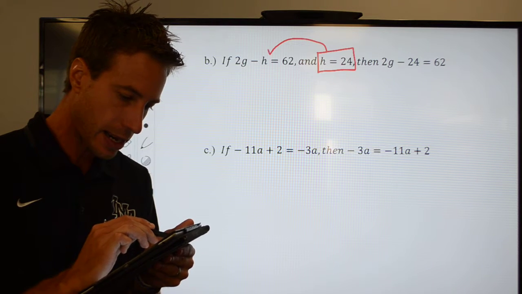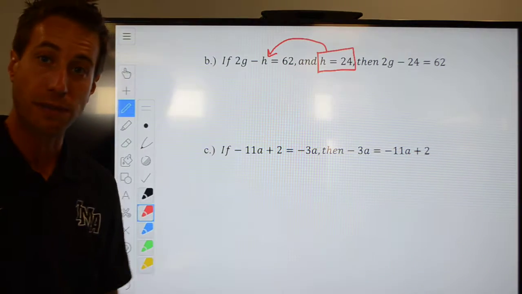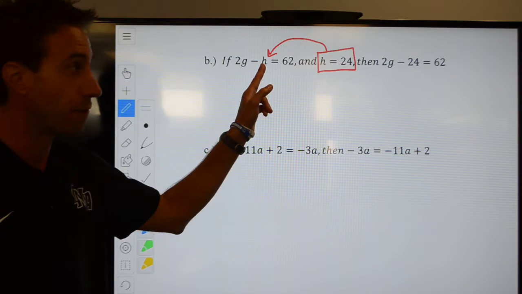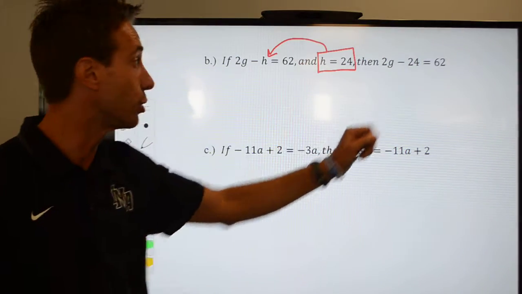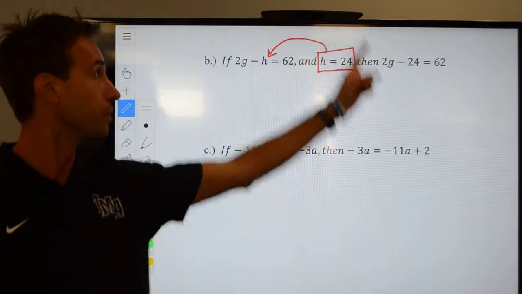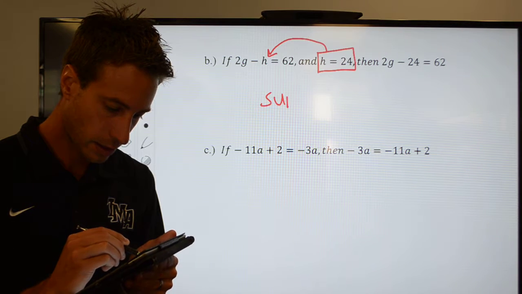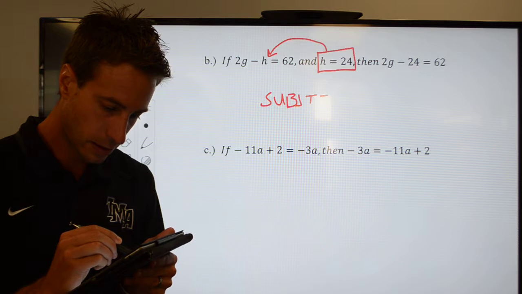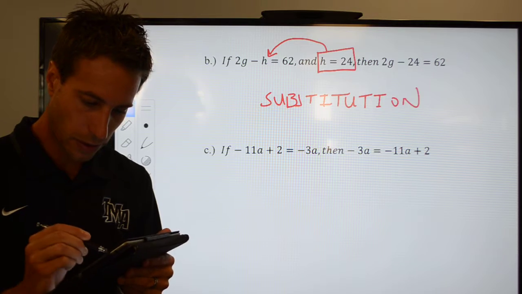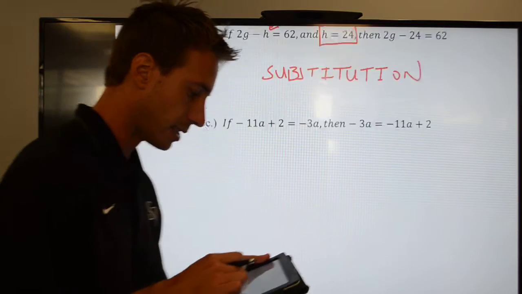So you're just going to simply take what you know h is equal to, and throw that into the original equation where h is, and let's see, is that what I've given you as the final equation? Well, 2g, I had an h, but I know that h is 24, which I've substituted in, and that's all equal to 62. So that's exactly what I've done. I've simply taken the h, which I told you what it was equal to, and substituted it into the original equation. Substitution once again.